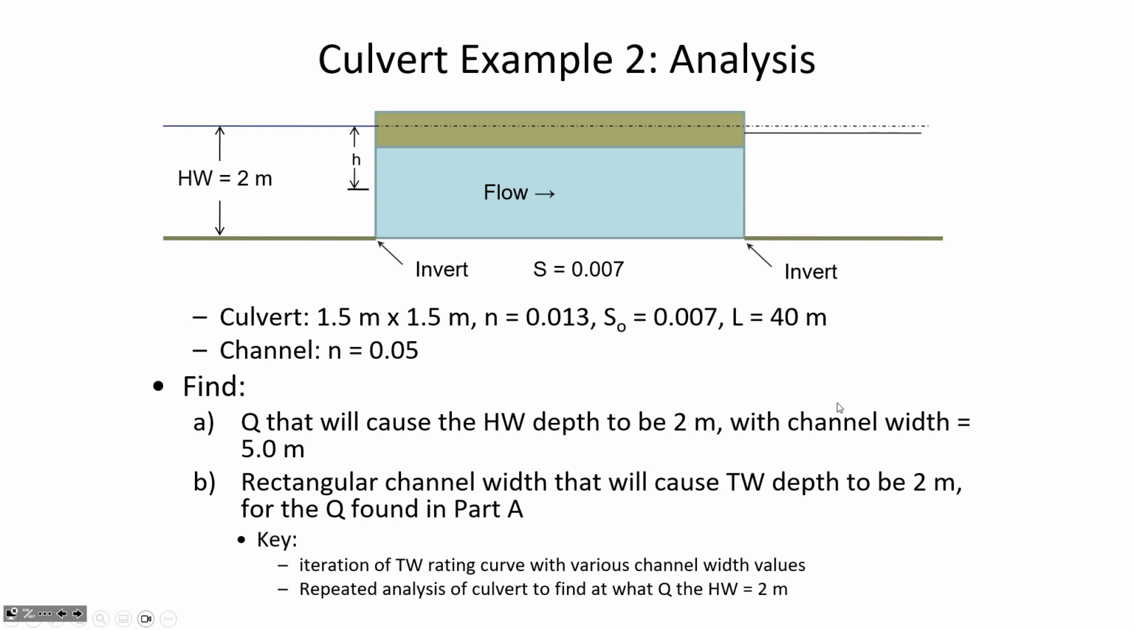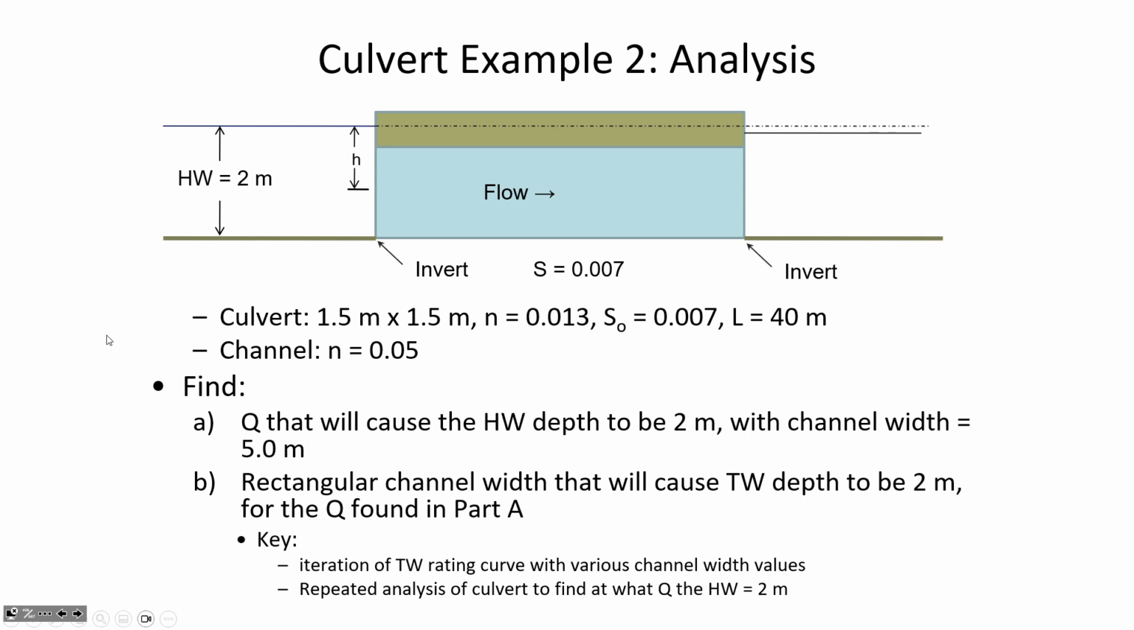rectangular in shape. The slope of the tailwater is the same as the slope of the culvert, 0.007, because it's matching. They don't necessarily have to be matching, but basically what we've done is we've taken a natural channel and we've just laid this box culvert down on top of the natural channel. So the slope of the culvert matches the channel slope. Okay, so that's going to be part A.